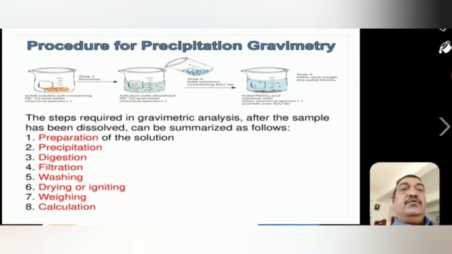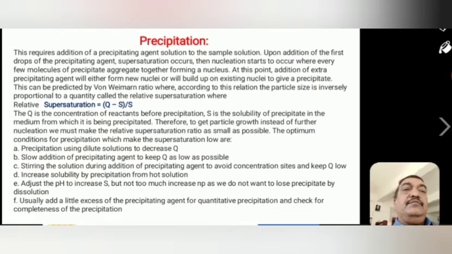Now, to form a precipitation, we have to follow 8 important steps. One is preparation of standard solution. Then the second one is precipitation. Third one, digestion, filtration, washing, drying or ignition. Then weighing. Finally, go for the calculation. Okay, so let us move to the next.